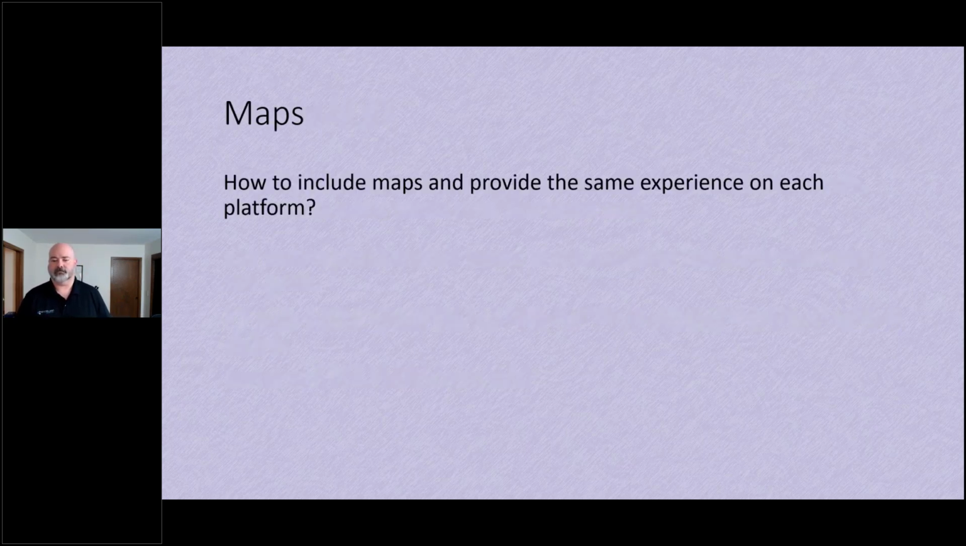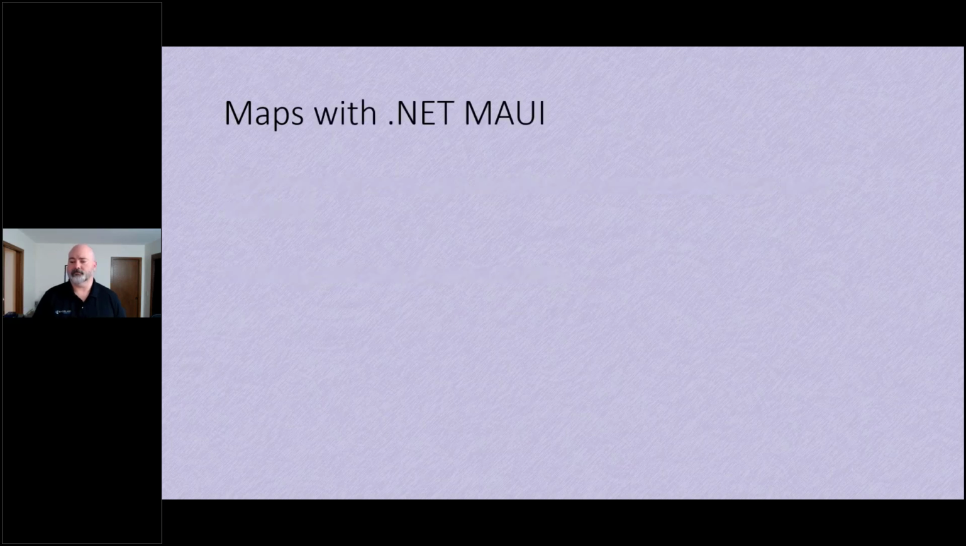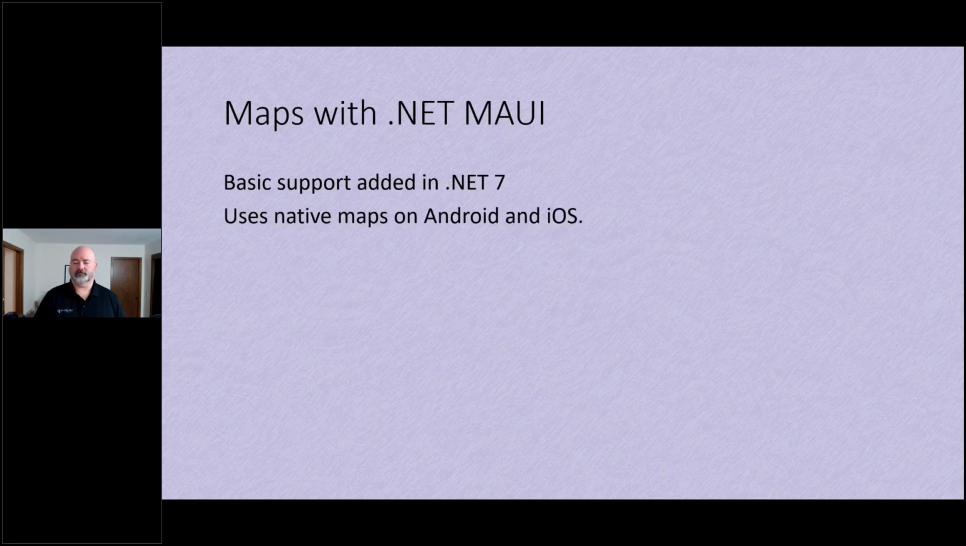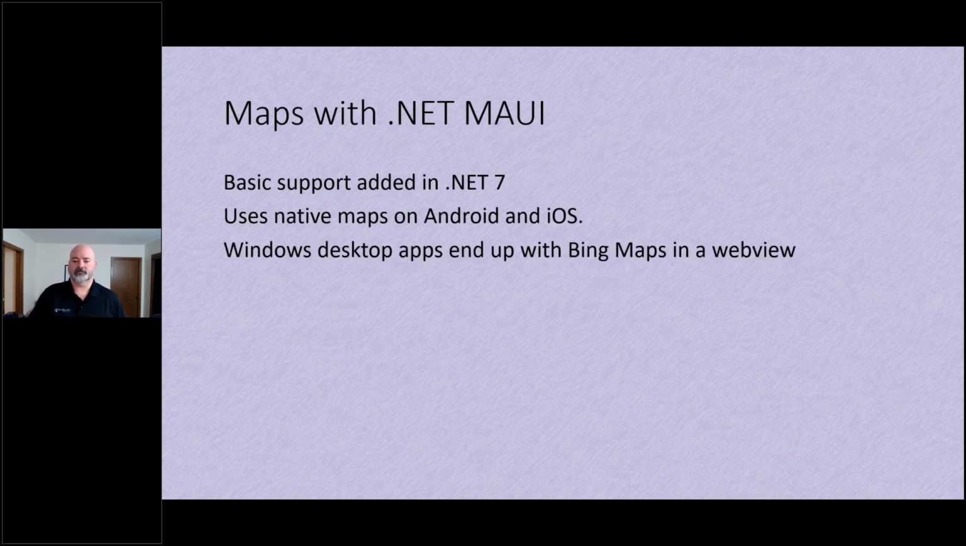So let's talk a little bit about maps. How do we include maps and provide the same experience in each platform? There's so many different platforms, so many different options. With .NET MAUI, basic support for maps was added in .NET 7. It uses the native maps on Android and iOS. So in that way, it's very much like the way Xamarin.Forms did it.